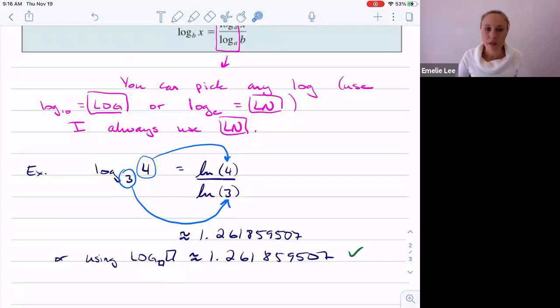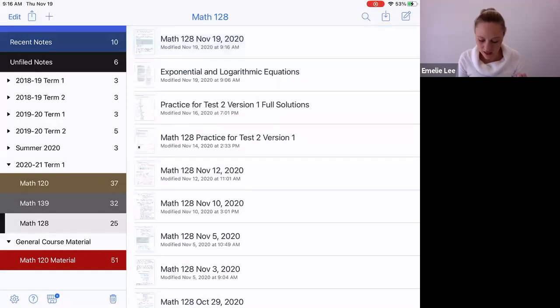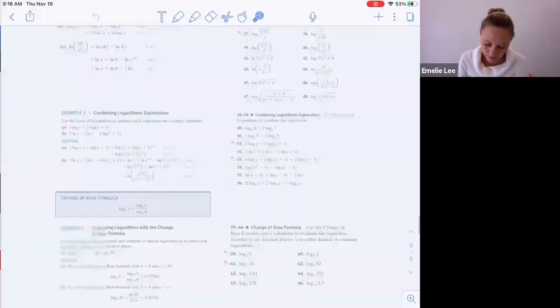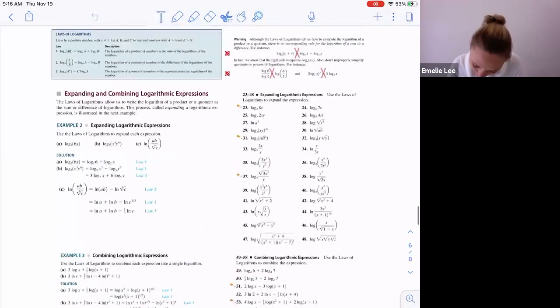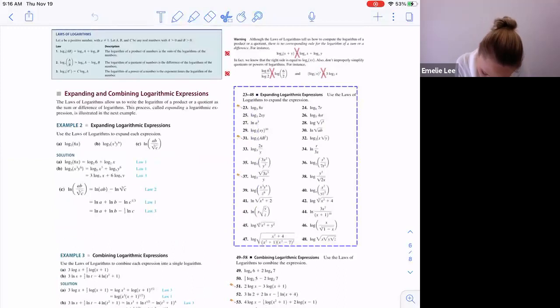All right. Let's do some work expanding and combining logarithms, just so we get the hang of it. And then we're going to move on to actually solving for x. Okay. So if we go to, let's see here.